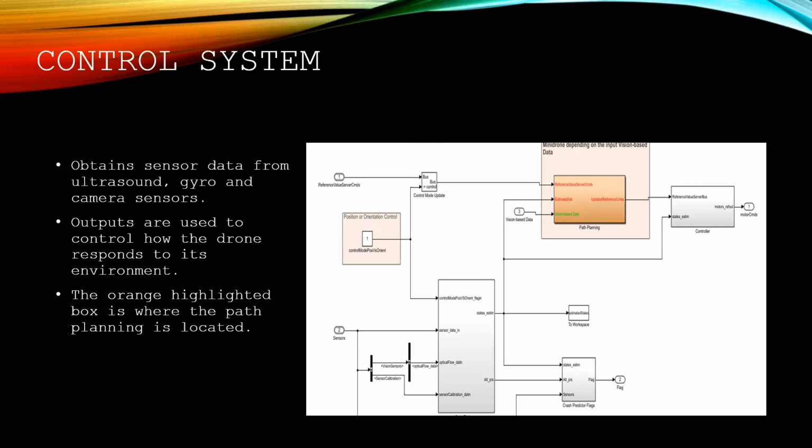Thank you, Tiffany. This is the control system, which has 3 inputs and 2 outputs. The inputs are data from the reference value server commands, sensors, and vision-based data. These outputs are for the motor commands and flag. The outputs are used to control how the drone responds to its environment and will dictate where the drone moves or ends its flight.